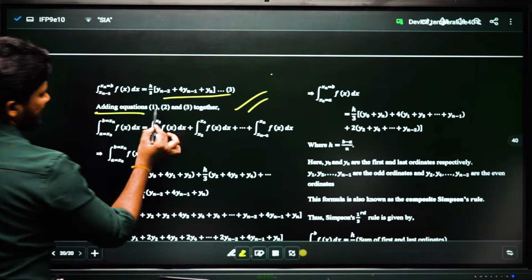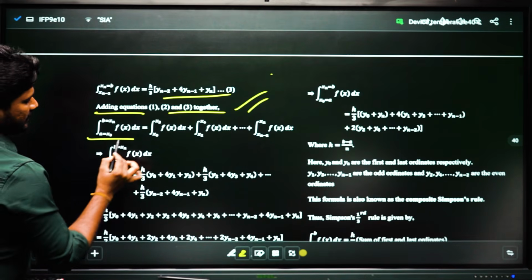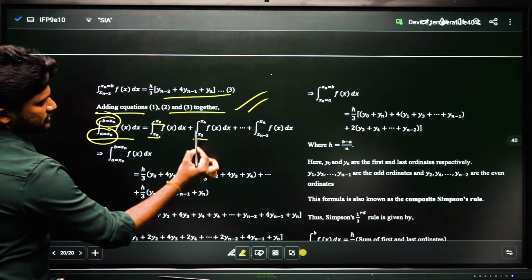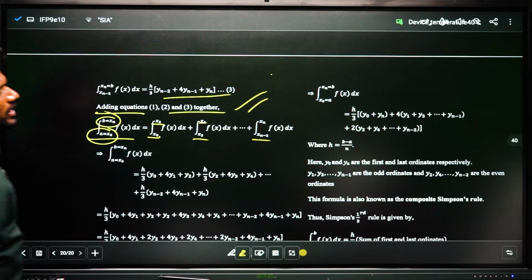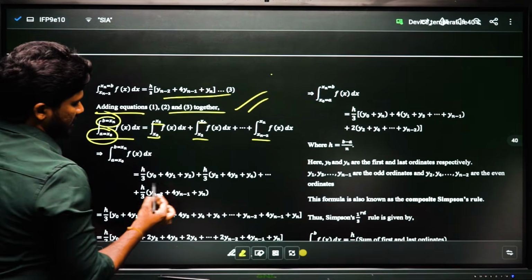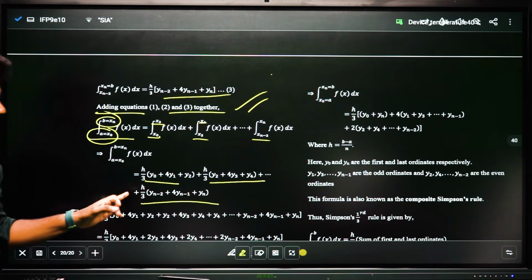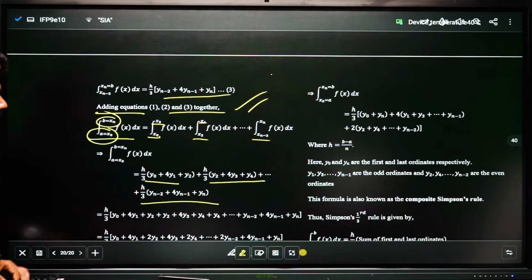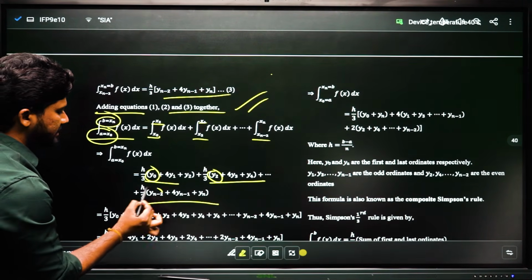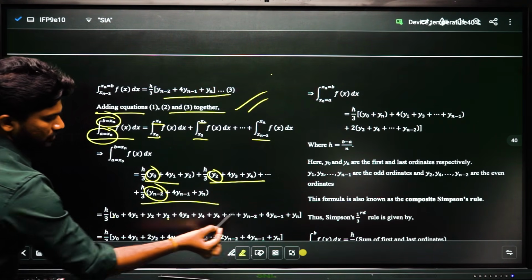Now adding equation 1, equation 2 and equation 3 all together, you will get from x0 to xn: integration x0 to x2 plus x2 to x4, plus so on, up to integration x n minus 2 to xn. Add all the RHS values together. Here h/3 is common, so take h/3 common from all the values, and y0, y2, up to y suffix n minus 2. You will have all those values here, so check the values: y0, y2, up to so on.